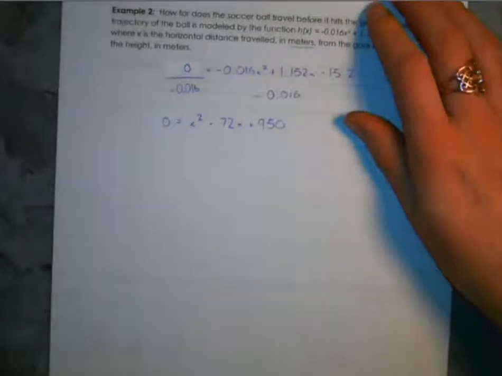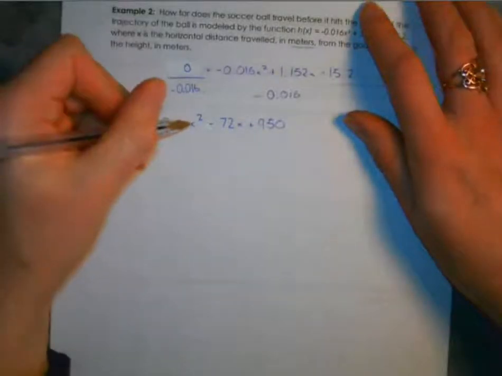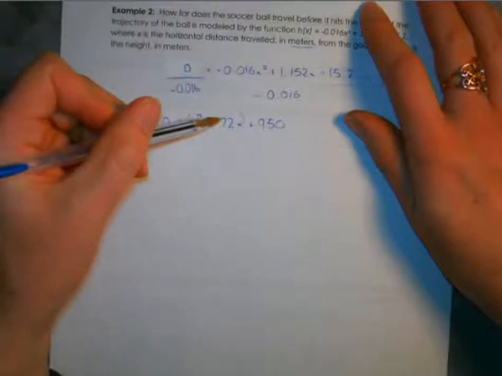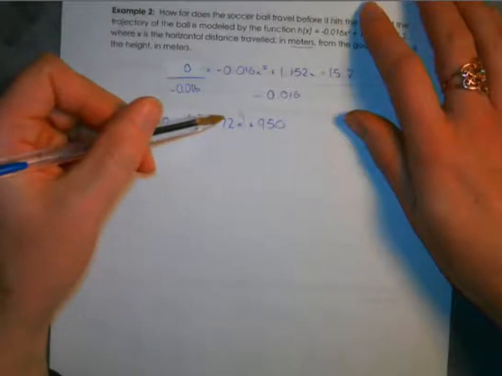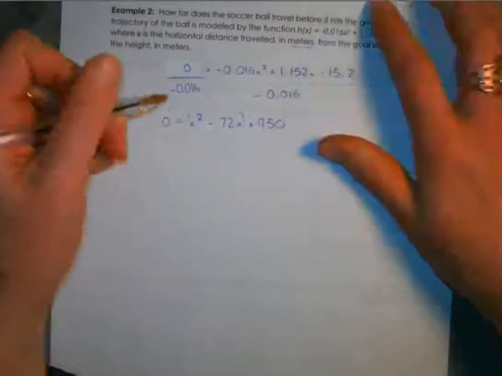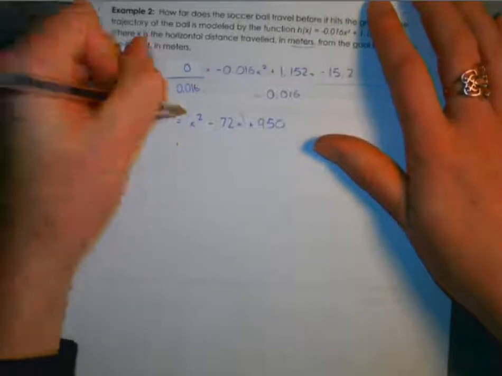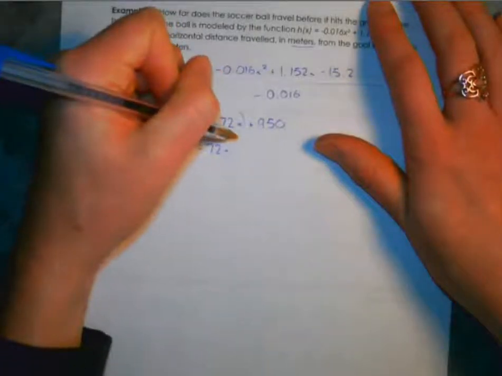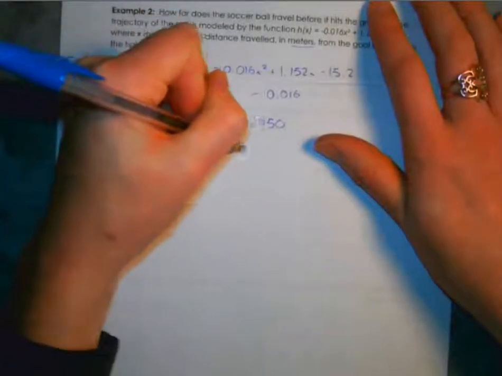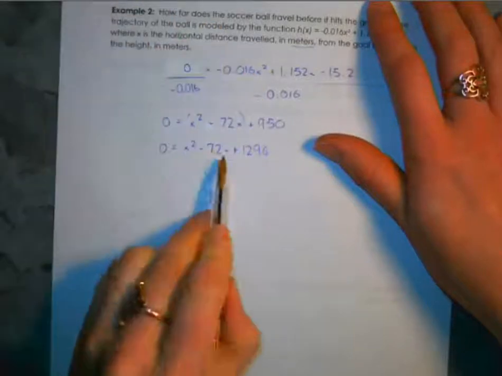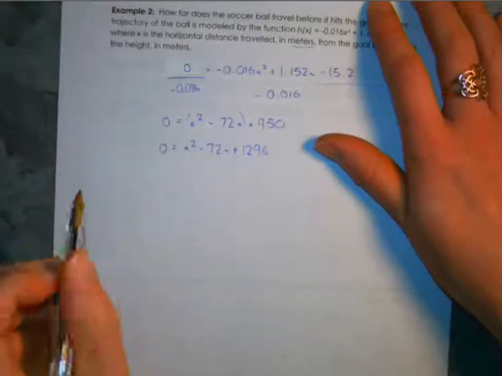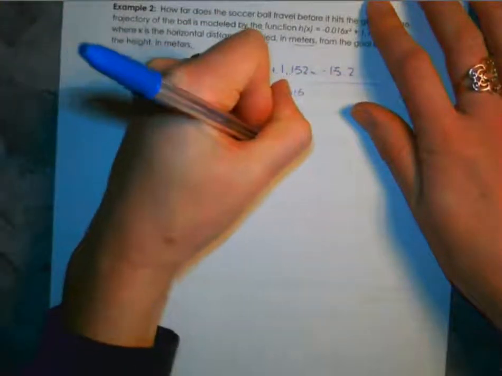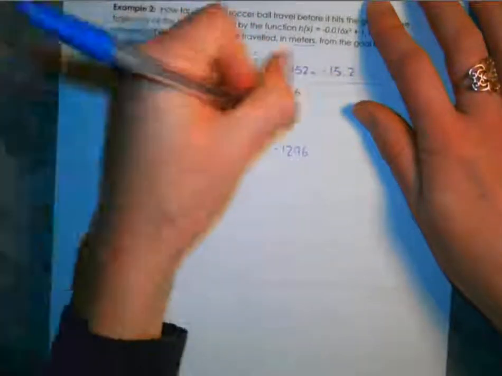Completing the square means isolating these two terms, and my first step is to find half of 72, which is 36, and then square it, which gives me 1296. So I'm going to have 0 equal to x squared minus 72x plus 1296. Just remember: half of 72 is 36, square it to get 1296. If I add in the 1296, I also need to subtract out the 1296 and then keep in the plus 950.